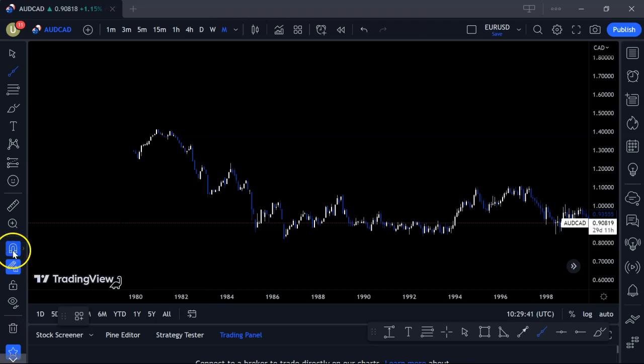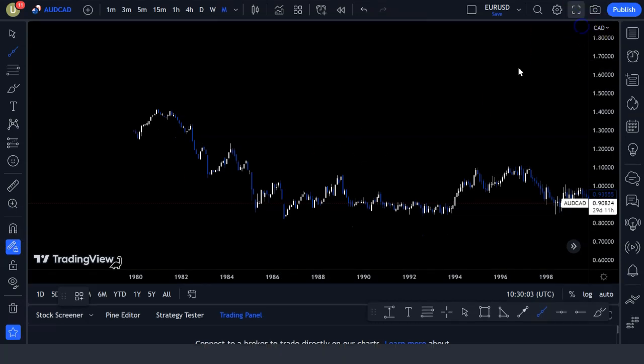Another way you can put on this magnet without clicking on it is using the control button when you've activated your tool. So I'm going to be using the control button because I don't want the magnet to just stay on. It might distract me because I'm on full screen.